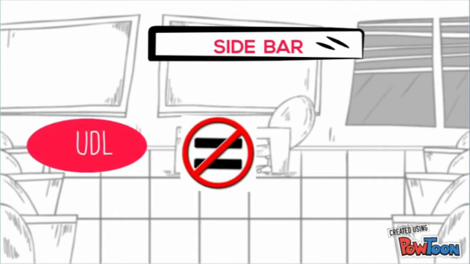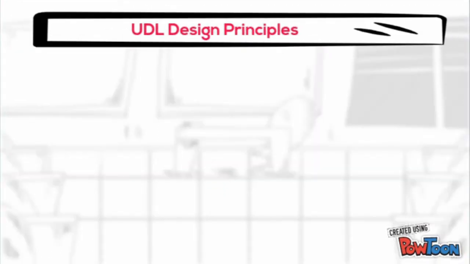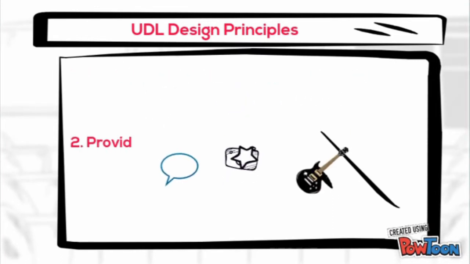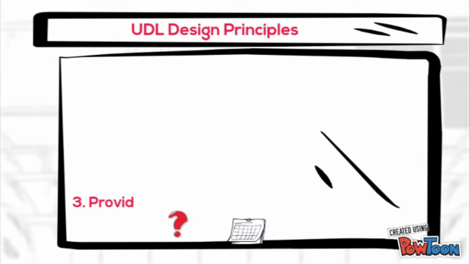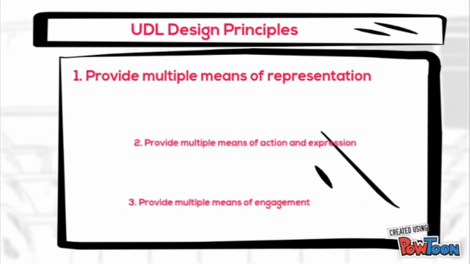Quick sidebar. UDL is not the same as differentiation. Differentiation, which we will talk more about in other videos, focuses on knowing the individual students in your room. UDL is an instructional design philosophy that you can use in any classroom. It has 3 big principles. Number 1, provide multiple means of representation. Number 2, provide multiple means of action and expression. And number 3, provide multiple means of engagement. The people at CAST, the organization behind UDL, believe that if you follow these 3 principles, you will wind up with resourceful, knowledgeable, motivated, and strategic learners.